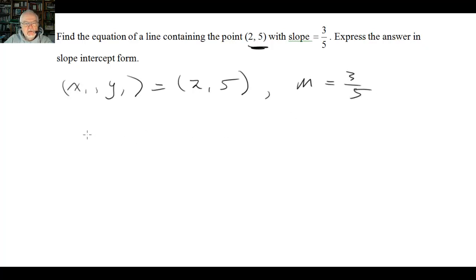Now we have to dig into our deep reservoir of mathematical knowledge, which could be on a cheat sheet, could be in your memory. Hopefully it's in your memory. And we pull out the point-slope formula, which looks like this: y minus y sub 1 equals m times x minus x sub 1. Now it's plug and chug time.